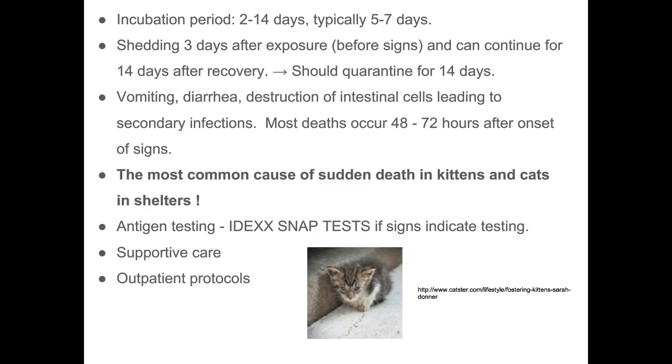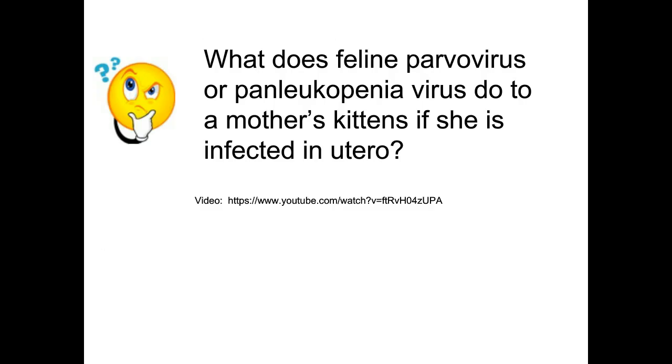So I had a video, but do you know what feline parvovirus or panleukopenia virus does to a mother's kittens if she is infected in utero? Really cool video of this disease. Cerebellar hypoplasia or ataxia is what we see. So it'll damage the cerebellum of the fetuses.